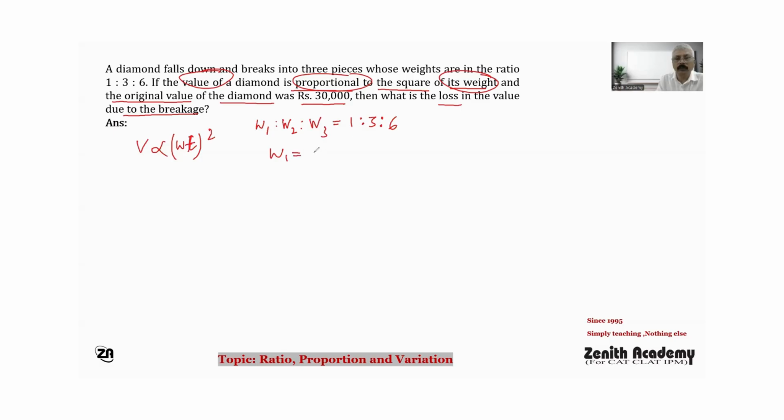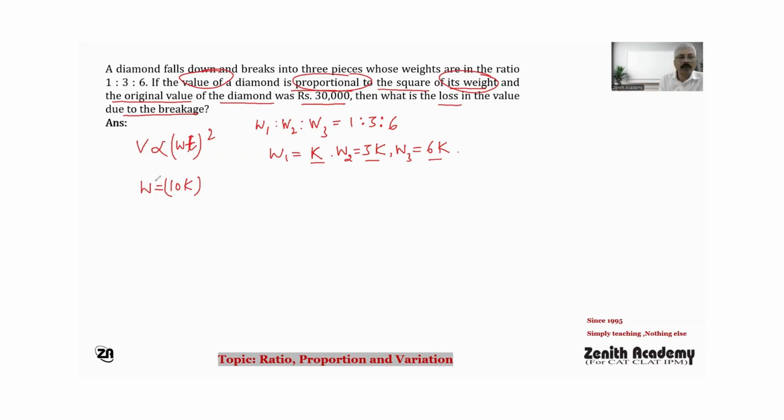So from here you can say, suppose the first piece weighs K, the second piece weighs 3K, and the third piece of diamond is 6K. It means the original diamond was K plus 3K plus 6K, which is 10K. This was the weight of the original diamond.